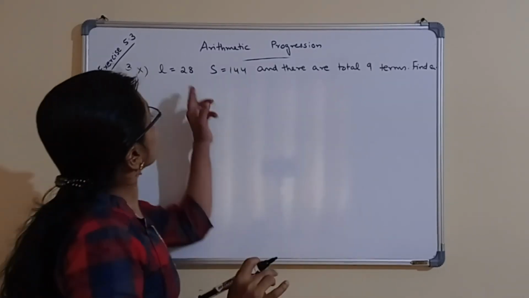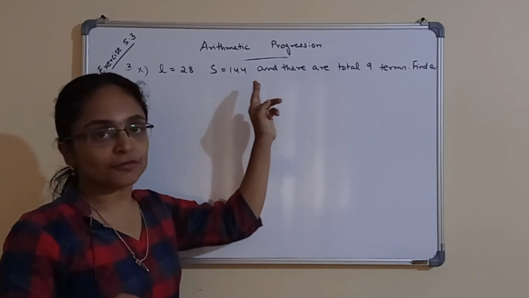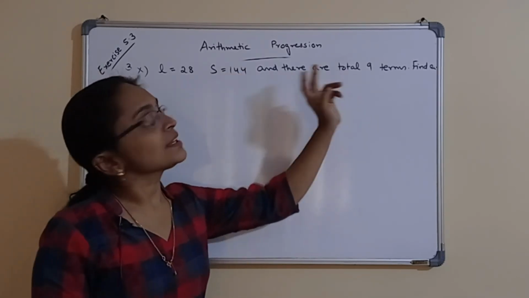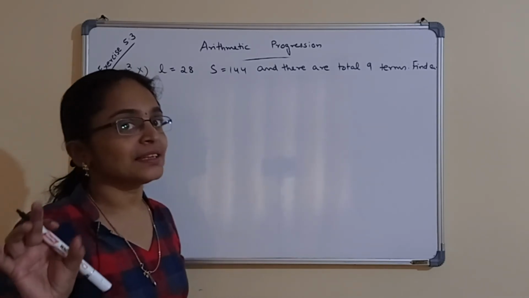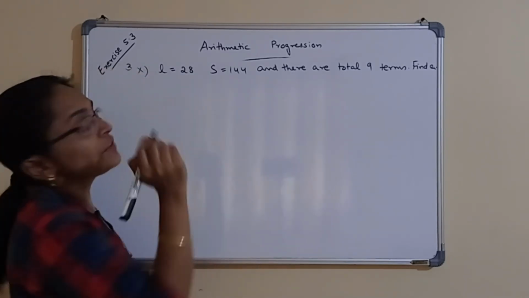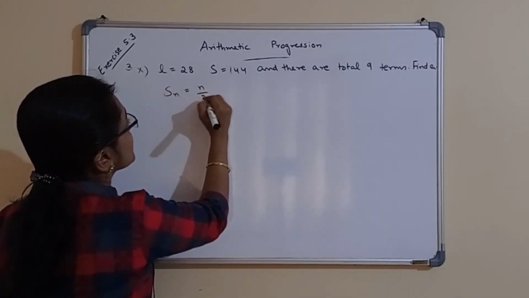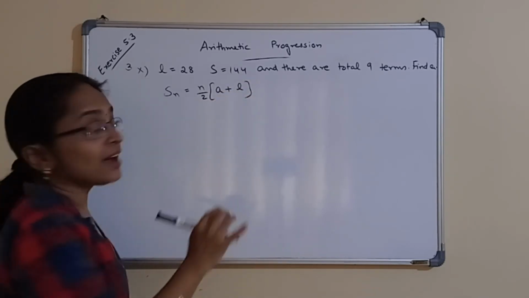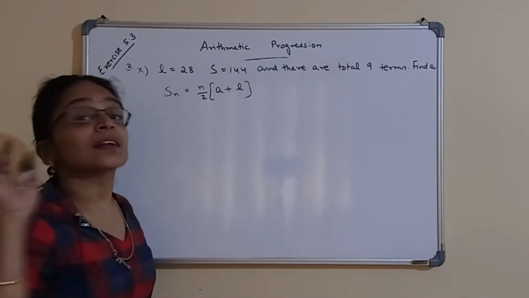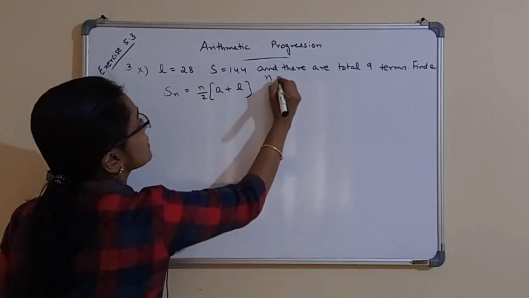Next one, L equal to 28, that is the last term is 28, and S equal to 144, and there are total 9 terms. Find a, that is the first term. We have to find the first term. So we have the formula, Sn is equal to n by 2 into a plus L. And we have n as 9. There are total 9 terms, so n is equal to 9.